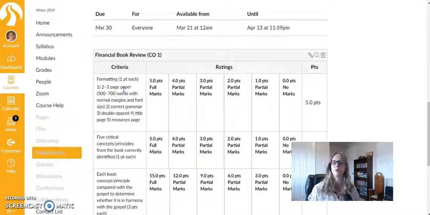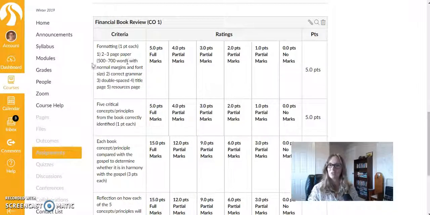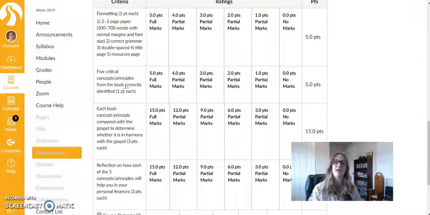And so really your paper should be 4 to 5 pages long, including a title and the resources page, where you have the title page and then 2 to 3 pages. That's your main body. And then the last page being your resources page. Okay, and so 5 points total for those things there. And then your next 5 points will be to identify critical concepts or principles from your book. And so you get 1 point for each of those 5 that you identify from your book.